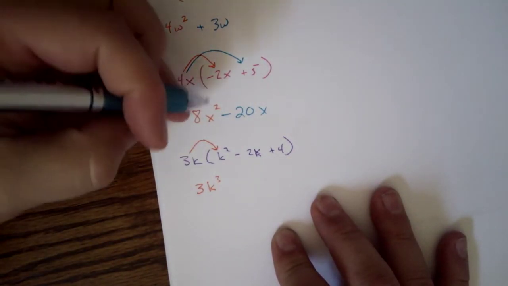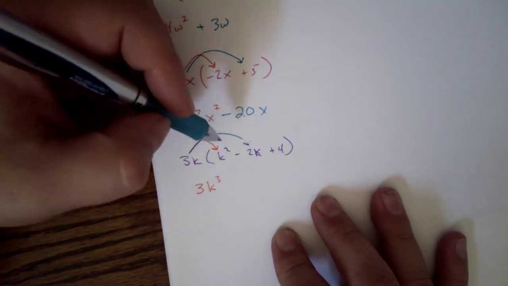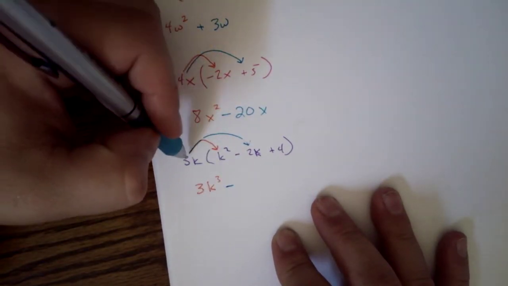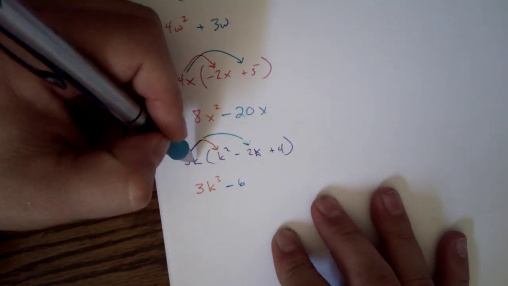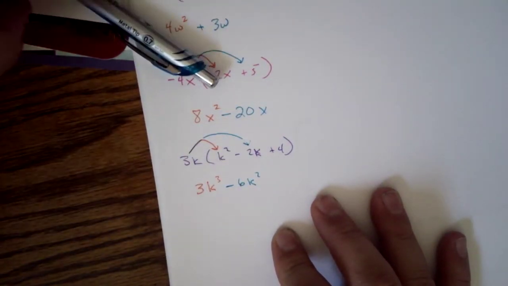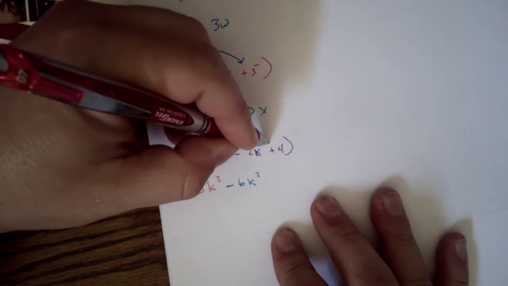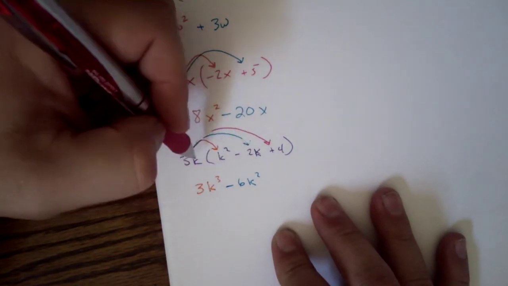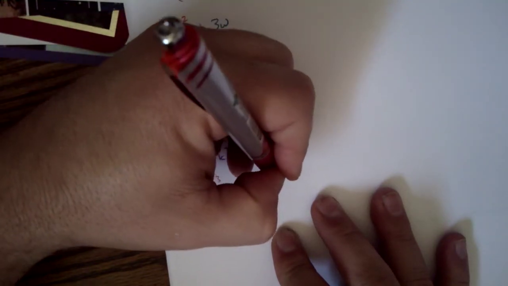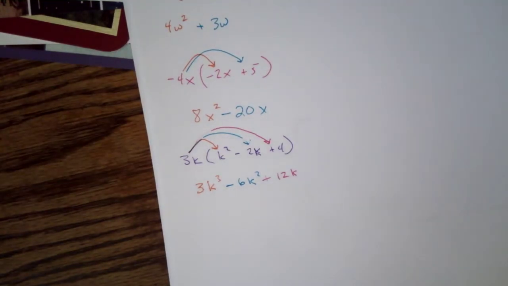Now we go to the second term. Now we're going to say 3k times negative 2k. So I have a positive times a negative, so my resulting answer is going to be negative. 3 times 2 is 6. I have 1, 2 k's, so that's going to be k squared. And my third and final one, we're going to take that 3k, and we're going to multiply it over here by the 4. Okay? Positive number and a positive number gives me a positive number. 3 times 4 is 12. We have 1k. That's it.